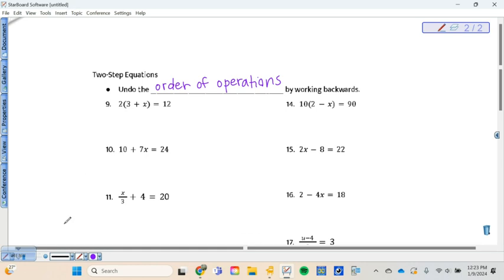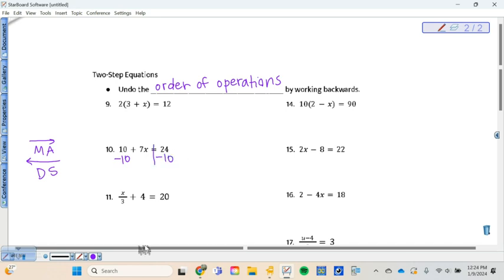What are the two operations we see in number 10? Good, multiplication and addition, right? Multiplication comes first in PEMDAS and then addition. So that means I need to undo what first? Yeah, we need to subtract to undo the addition first. And then what do we do to undo the multiplication? Divide. Cool?